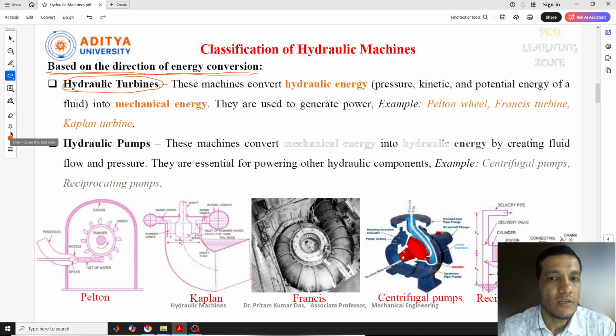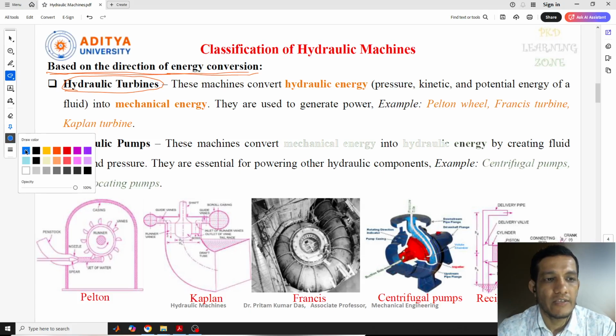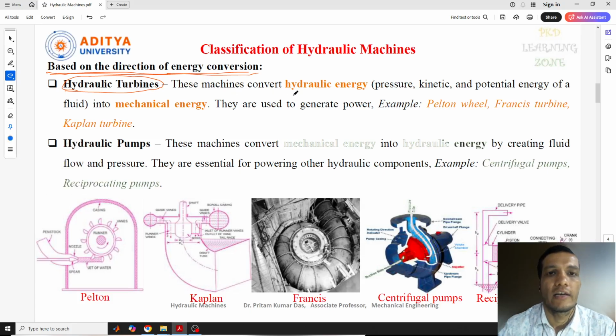We have already discussed the turbine. The hydraulic turbine is the machine or device which converts hydraulic energy into mechanical energy. How is it converted? Hydraulic energy, in the sense, is the energy present in the fluid, in terms of pressure energy, kinetic energy, and potential energy.